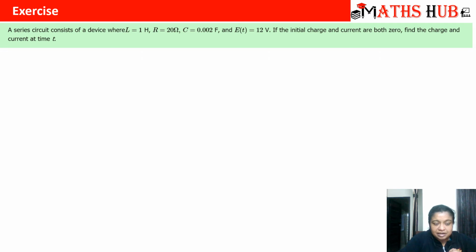A series circuit consists of a device where L is equal to 1 Henry, R is equal to 20 ohms, C is equal to 0.002 Farads, and E is equal to 12 volts. If the initial charge and the current are both 0, find the charge and the current at time t. So here you can see that the question is demanding you to calculate both charge and the current, right? And what are the initial conditions given to us? That both the initial charge and the current are 0.